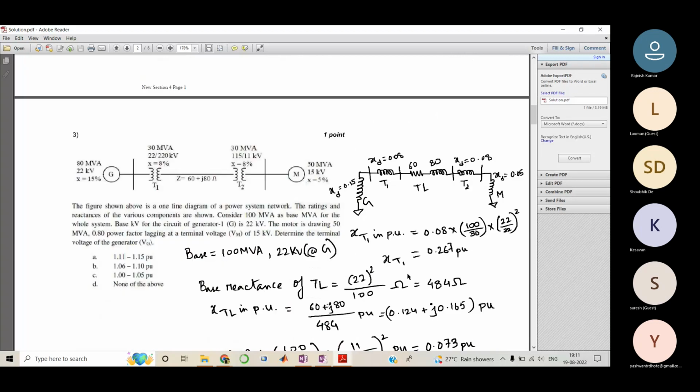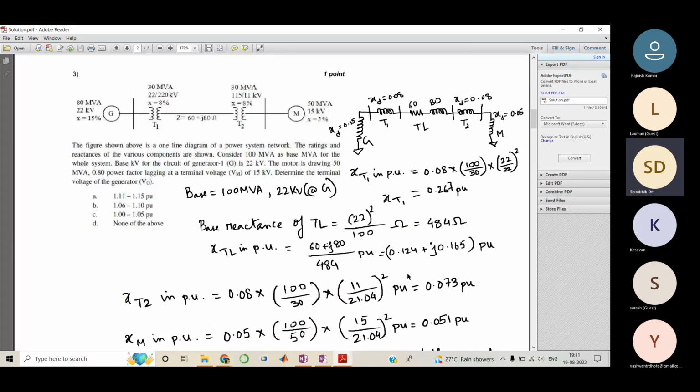Okay, fine. So question number 3 is again the same diagram, but here the question they are asking is a bit different. They have told that the motor is drawing 50 MVA at 0.8 power factor lagging at a terminal voltage VM, so here at the motor, VM of 15 kV. Determine the voltage of the generator VG, the terminal voltage of the generator VG.